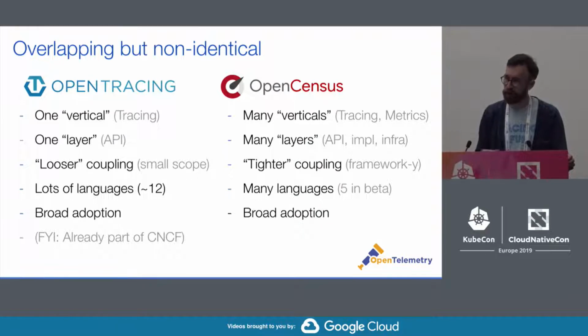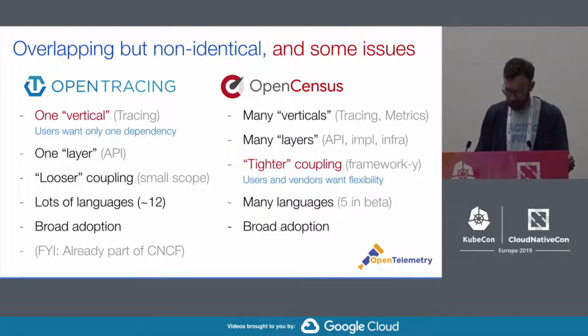OpenCensus addressed that issue. It still has support for many verticals. It had tighter coupling between the implementation of the little SDK that gets data out of the process and the API, which made it a little bit more difficult for some vendors to adopt. And it also made it more difficult to add new languages. But both these projects have very wide adoption. Oh, yeah, so these are the pain points that people felt with these two projects, highlighted here.